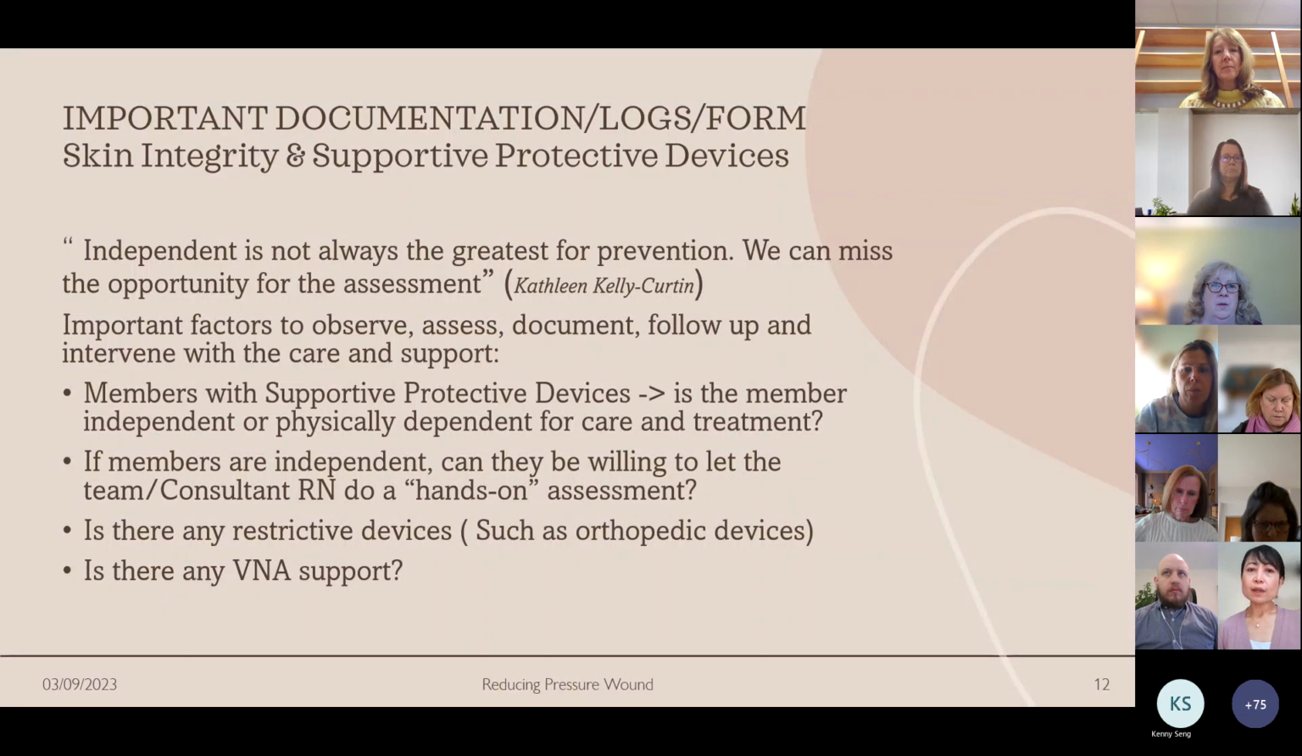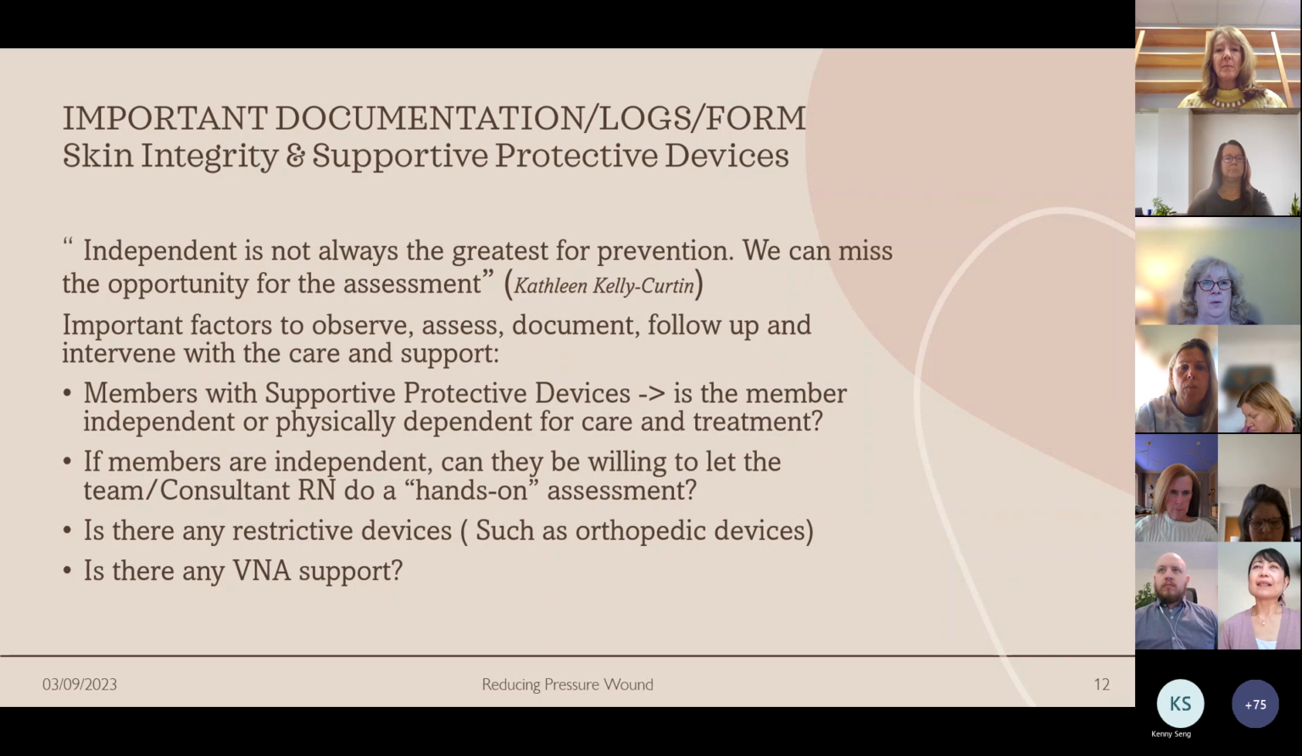Important documentation logs and forms for skin integrity and supportive protective devices. This is from Kitty, so that's why I put her name there. I do hope I put that statement correctly. Independent is not always the greatest for prevention. We can miss the opportunity for the assessment.